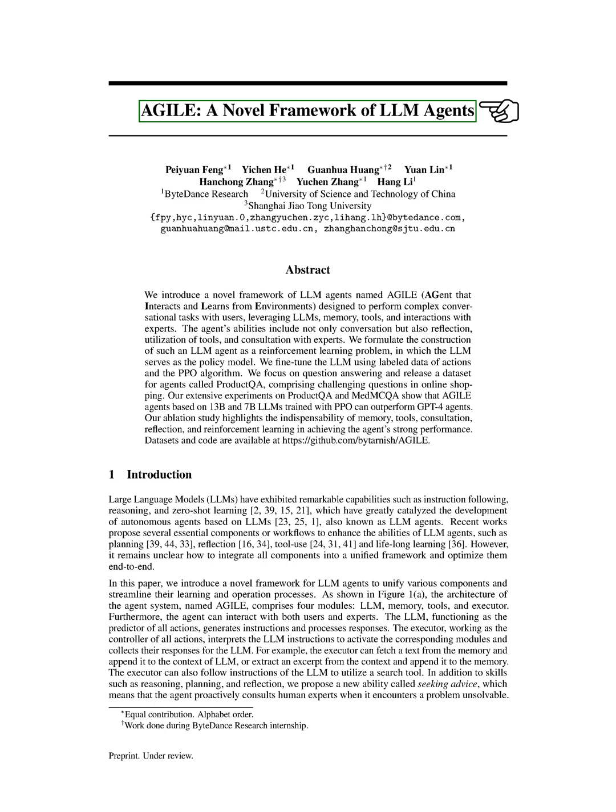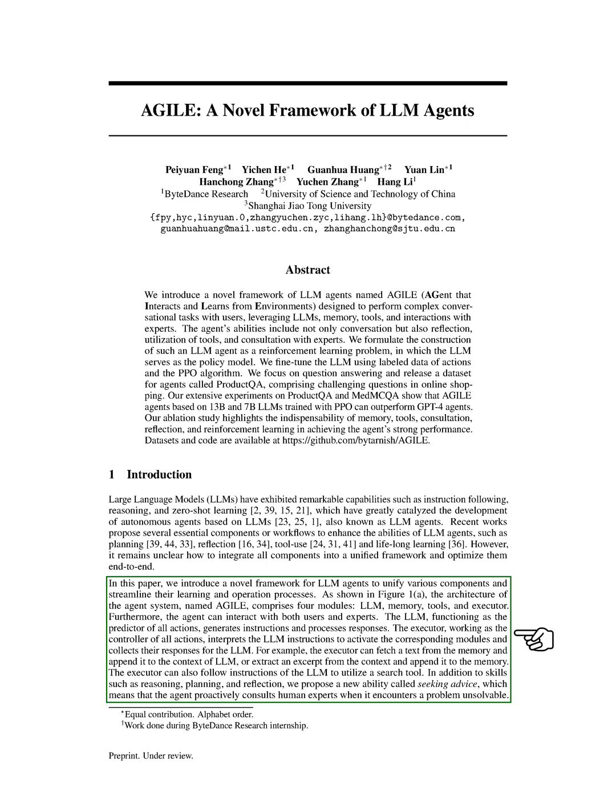Section: Introduction. In this section, we introduce a new framework for large language model, LLM, agents that combines various components to improve their learning and operation processes. Our framework, called AGILE, consists of four modules: LLM, memory, tools, and executor. The LLM predicts actions, while the executor carries out these actions by interpreting LLM instructions and coordinating the modules.